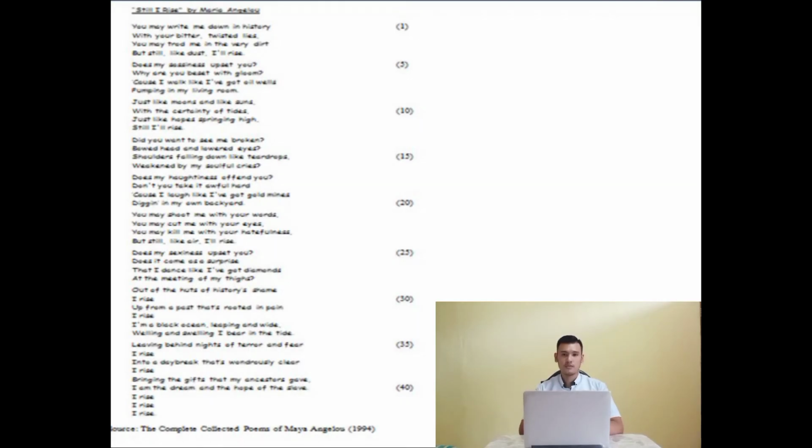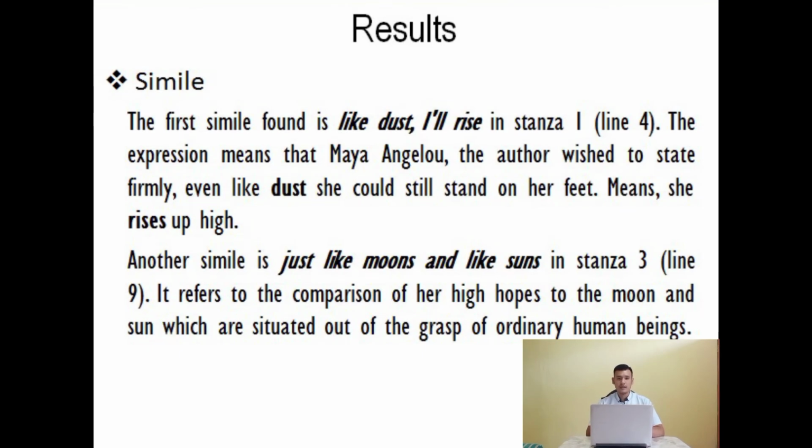So ladies and gentlemen, as you can see on the slide next to me, this is the poem. It is the data which we are going to analyze. It is a poem consisting of 9 stanzas and 43 lines, adopted from the Complete Collected Poems of Maya Angelou, 1994. So ladies and gentlemen, let's see the findings or the results of our analysis. The figures of speech found within the poem are simile, personification, and metaphor. The first is simile.